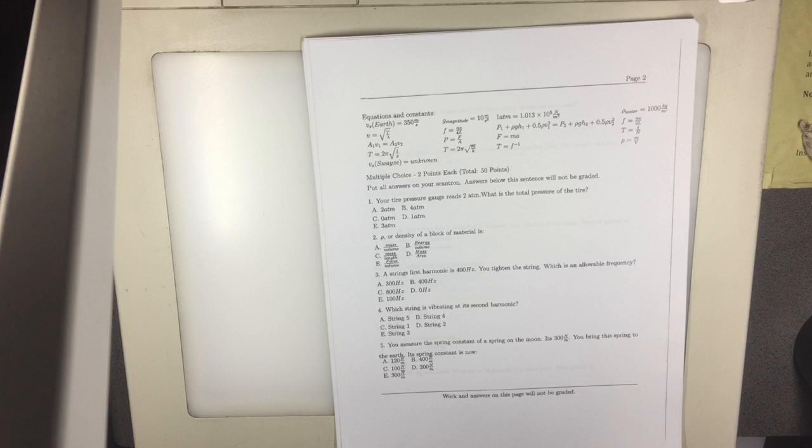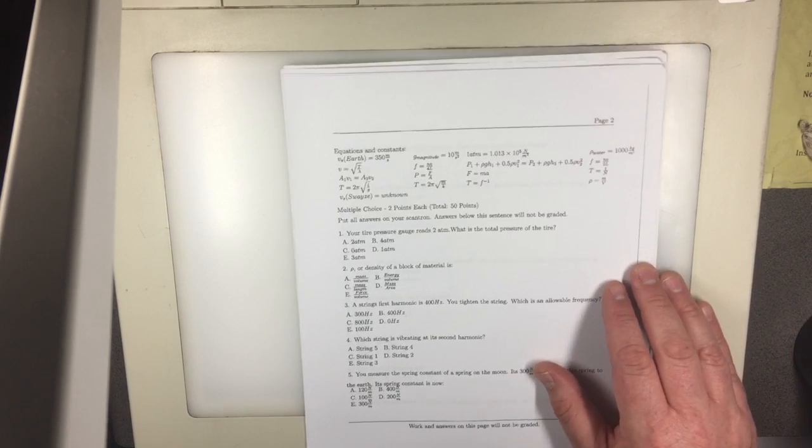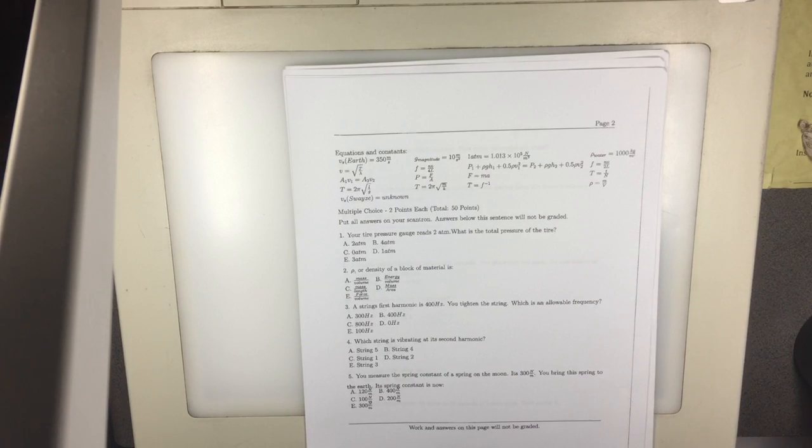As you can see on the first page, it's a whole bunch of constants. If I don't give you the value, you're either going to have to look for it or solve for it or ask me for the value. Most likely these values will be given to you.